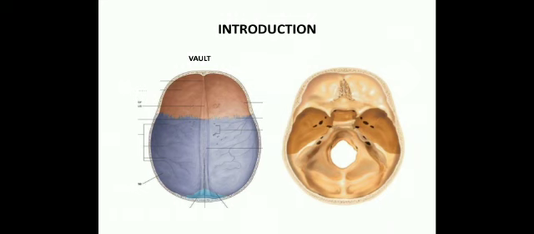The exterior of this we have learned in the norma verticalis. So here we learn about the interior of the vault and also the interior of the base. The interior of the base can be divided into the anterior cranial fossa, the middle cranial fossa and the posterior cranial fossa. The cranium is lined internally by the endocranium, which is continuous with the pericranium through the foramina and the sutures. The thickness of the cranial vault is variable.